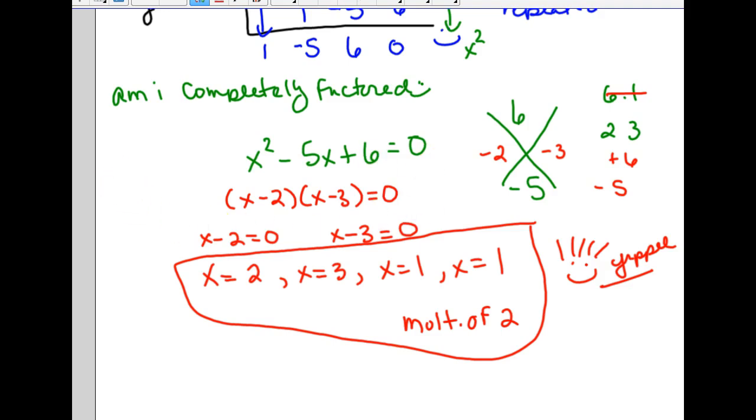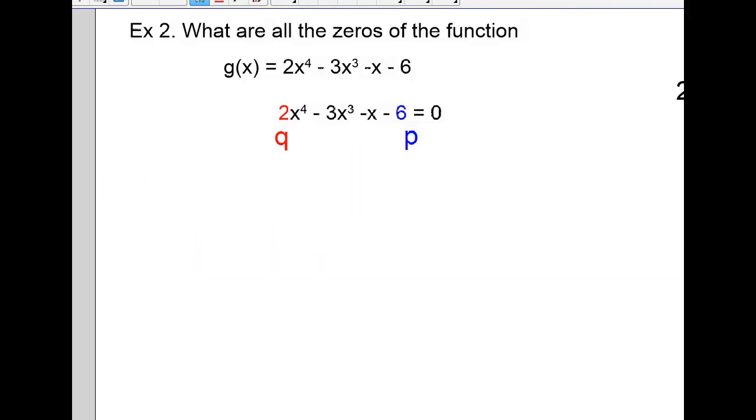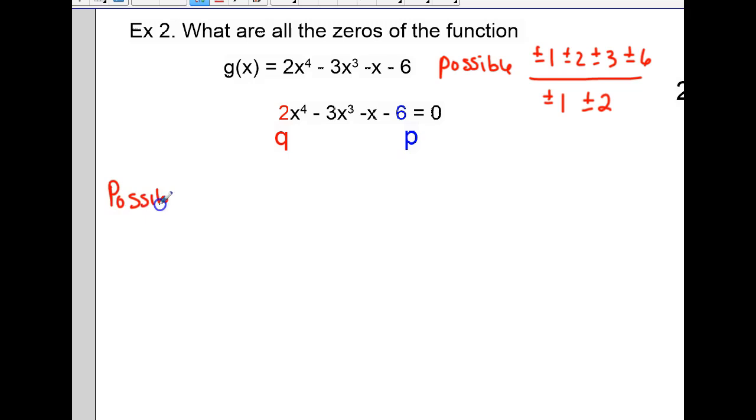Let's work through one more example for you. Okay, what are all the zeros of this guy? Well, remember, to find the possible, I have to do the factors of 6, which are 1, 2, 3, and 6, all over Q, the number 2. So that's a 1, and that's a 2. So my list of possibles is going to be pretty big here.